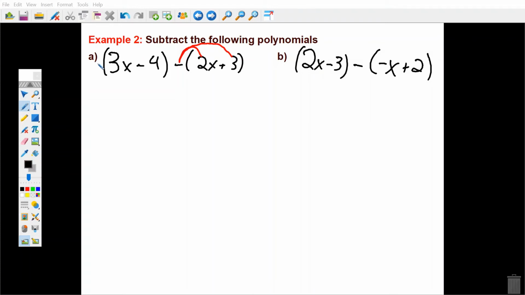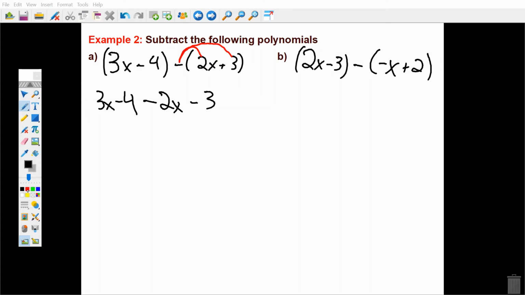There's nothing in front of this one, so this guy will stay the same. And what this negative sign is going to do is it's going to flip the sign of anything that's in the brackets. This was positive 2x, now it is minus 2x. This was positive 3 before, now the negative sign will make it negative 3.